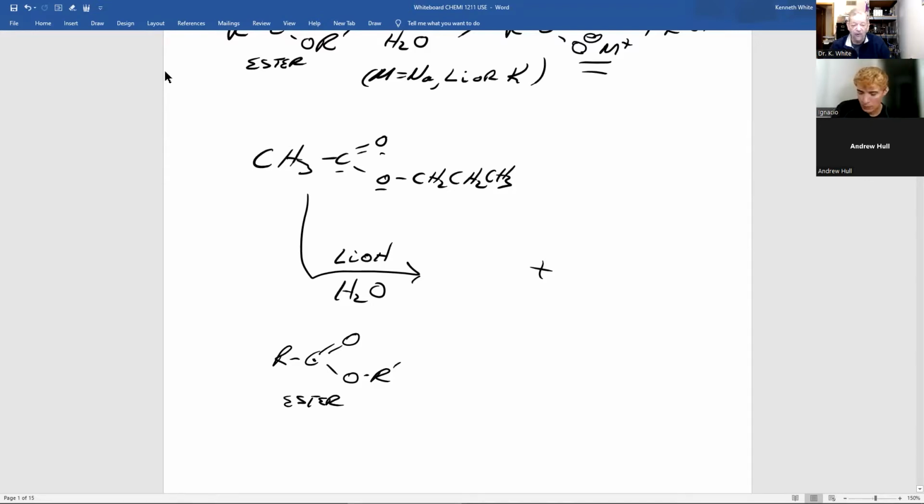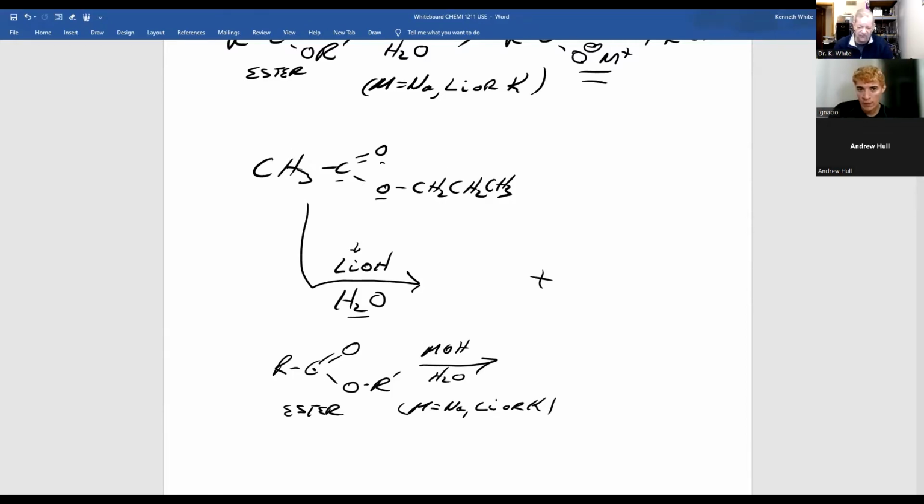I'm reacting with lithium hydroxide. That's a base, which I can write like this, and I have water. Remember, M can be sodium. In our case, it's lithium, or potassium. It can be a lot of other things, other bases, but for this class, I'll keep it to those 3. And what you get back is not the carboxylic acid, but the carboxylate anion of the carboxylic acid you would have used to make that ester, plus the alcohol you would have used to make that ester.